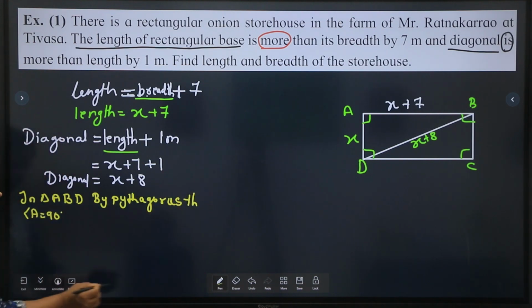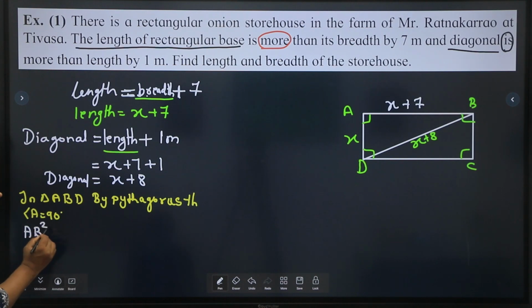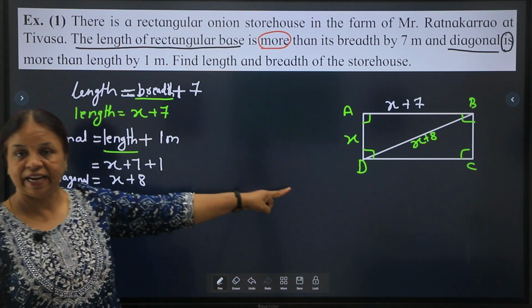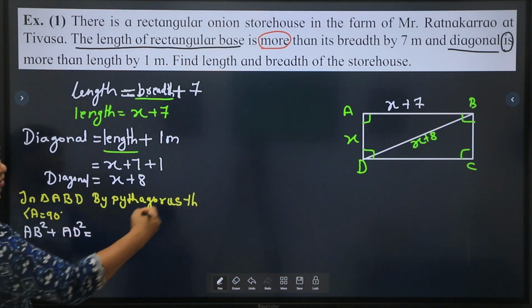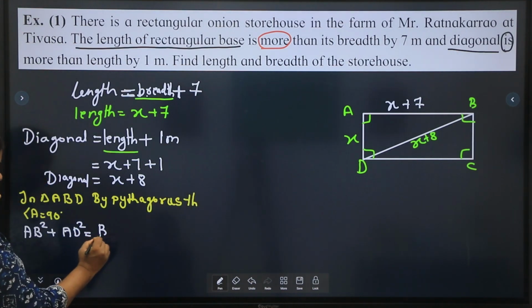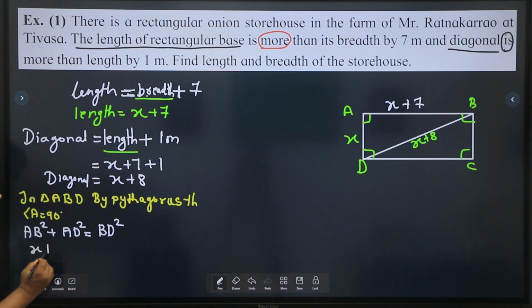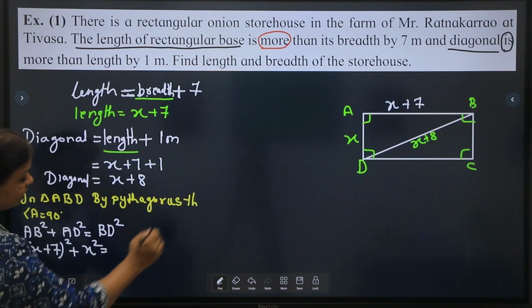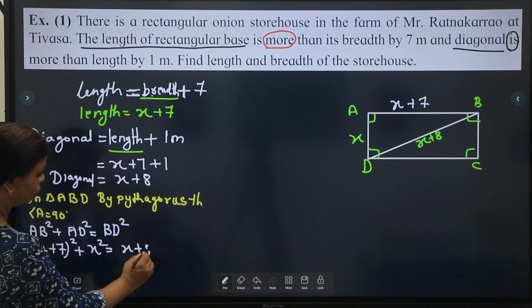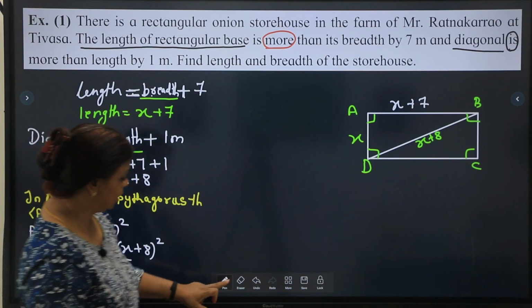So AB square plus AD square is equal to BD square, and how much is AB? AB is x plus 7, the whole square, plus AD is x, so x square, is equal to BD, which is x plus 8, the whole square. Now we will be using this equation to solve the sum.